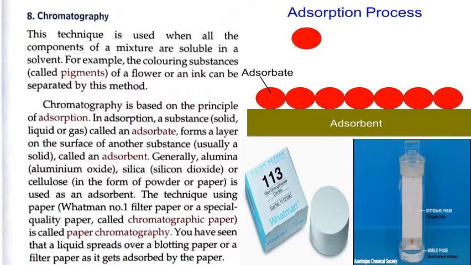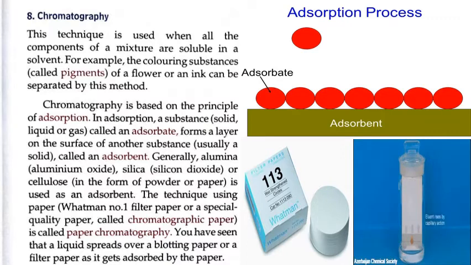So our next separation method is chromatography. This technique is used when all the components of a mixture are soluble in a solvent. For example, the coloring substances called pigments of a flower or an ink can be separated by this method. We will see how. Chromatography is based on the principle of adsorption.